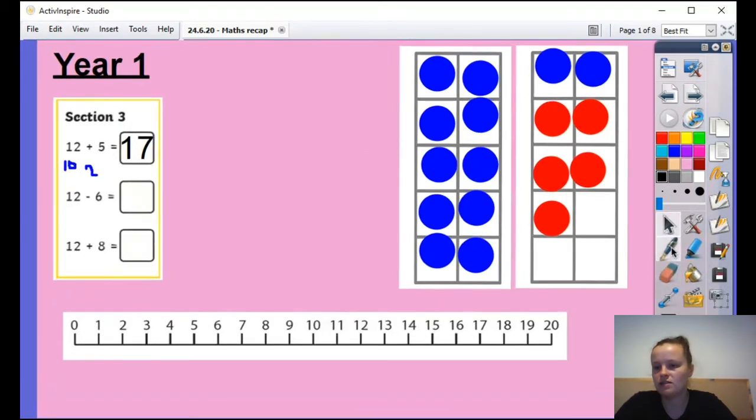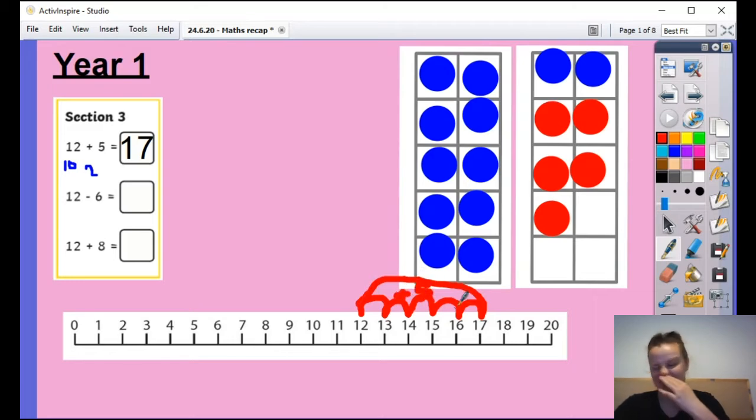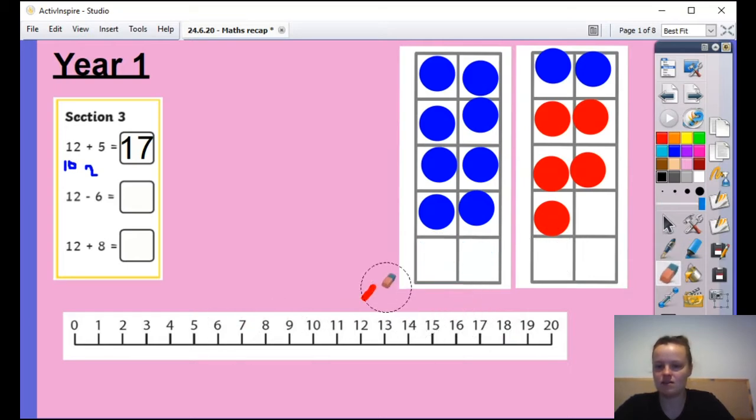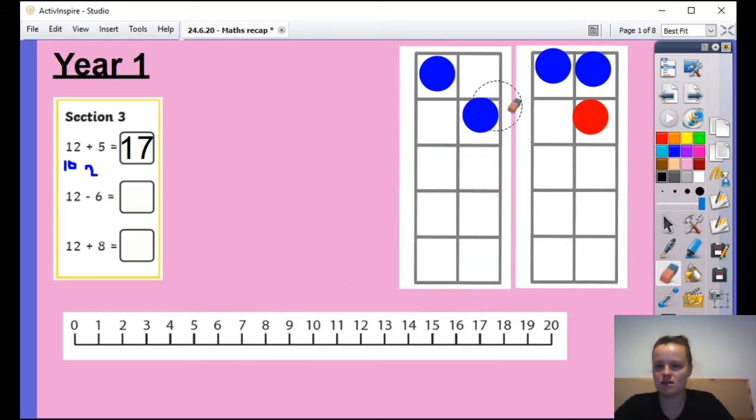Now we could check this on a number line as well. Okay, so let's check it on the number line. So we would start at 12. We don't need to start at 0. We'd start at 12 because the first number is 12. So start at 12 and add 5 on. So 1, 2, 3, 4, 5. There we go, a jump of 5. And our answer is 17. Fantastic.